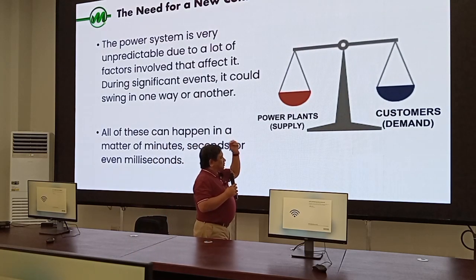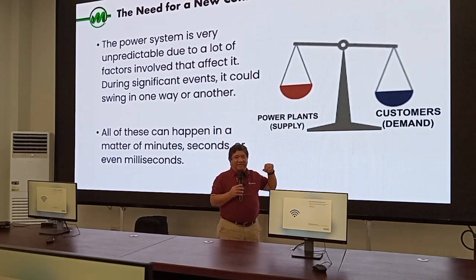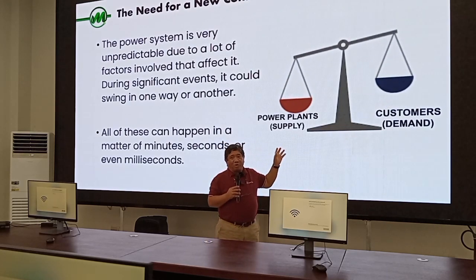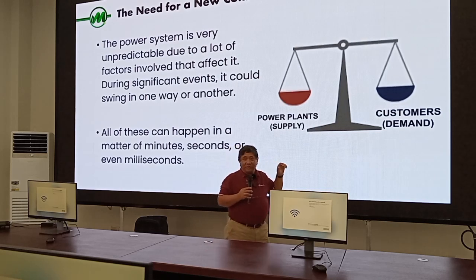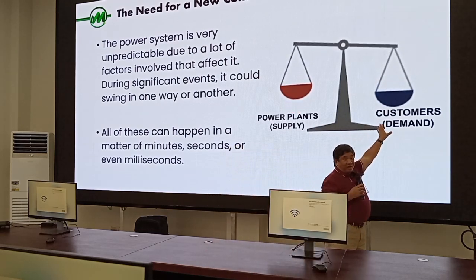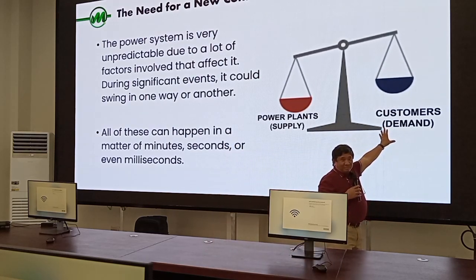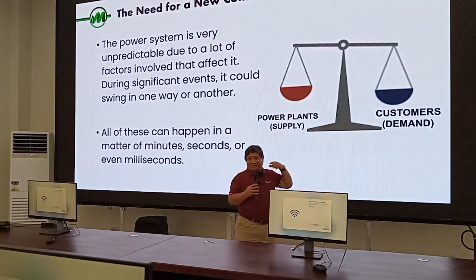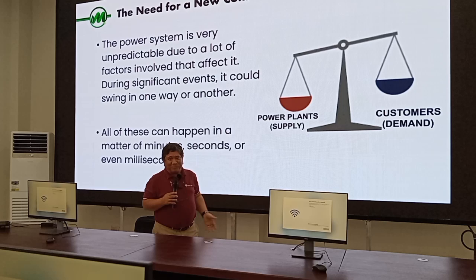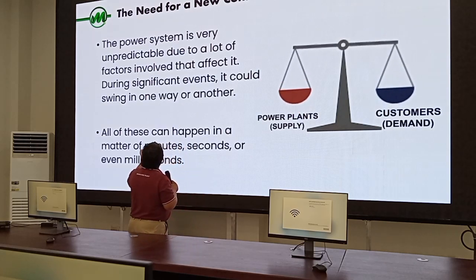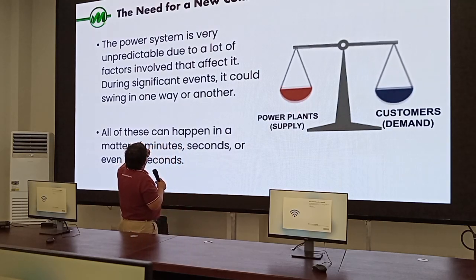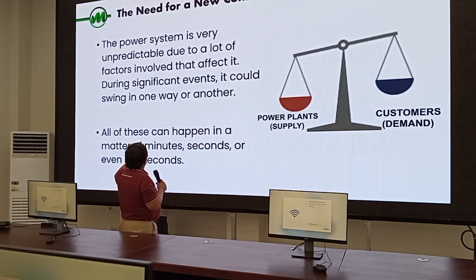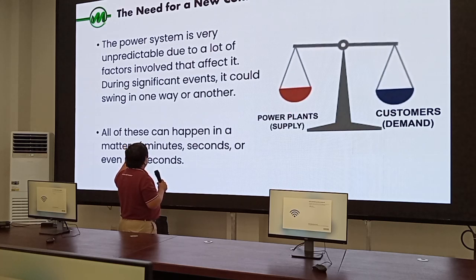Although ito, dito sa graph, if I just had the time, i-correct ko to. Because this one should not be moving. That's constant. It is this that's moving. So the challenge I was saying is how do you keep it stable? So, the power system is very unpredictable due to a lot of factors involved that affect it.